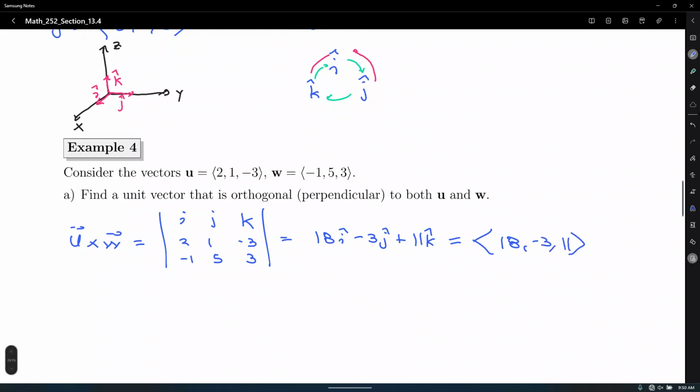But this is just a vector. Notice they're asking us to find a unit vector. How do we get a unit vector again, from a given vector?